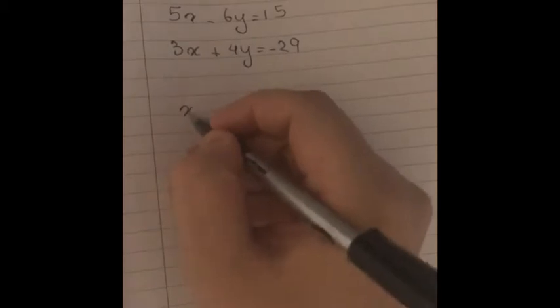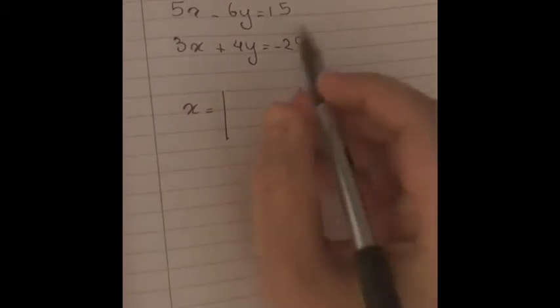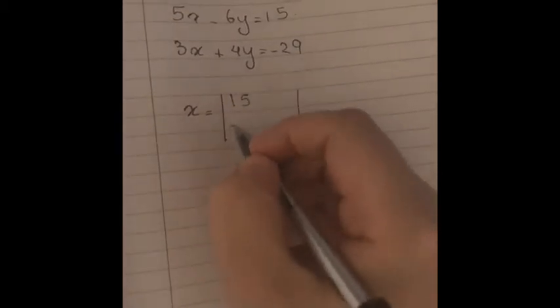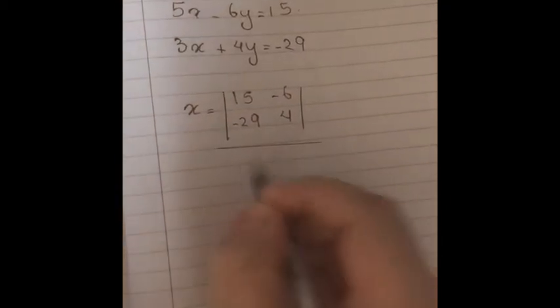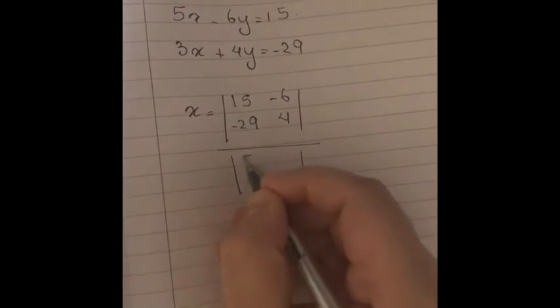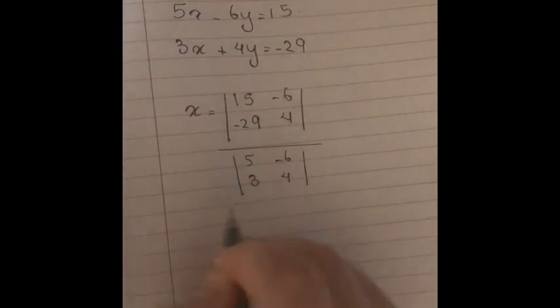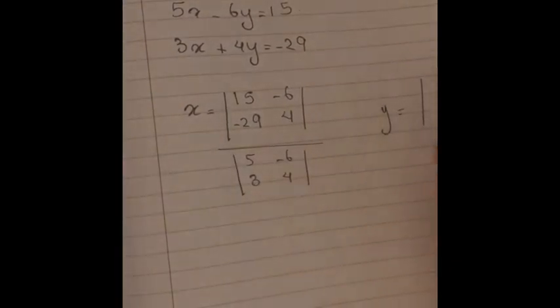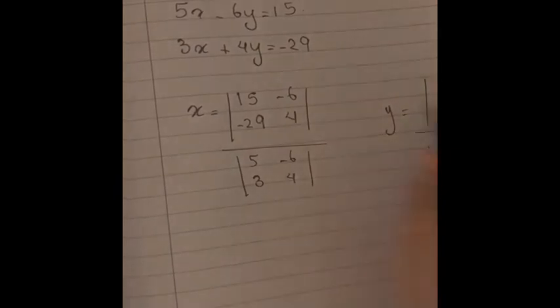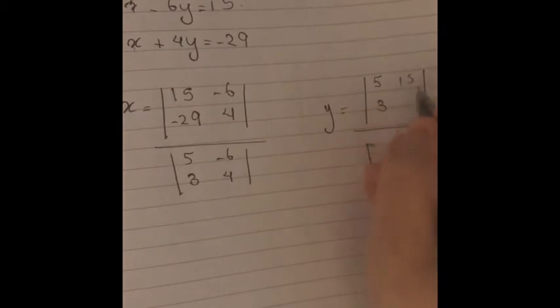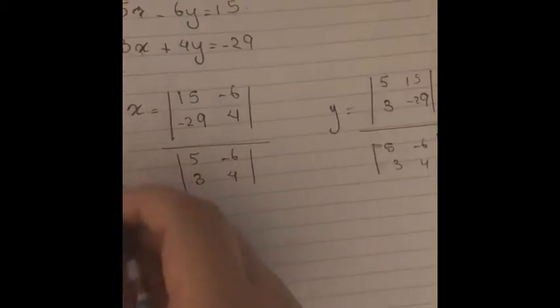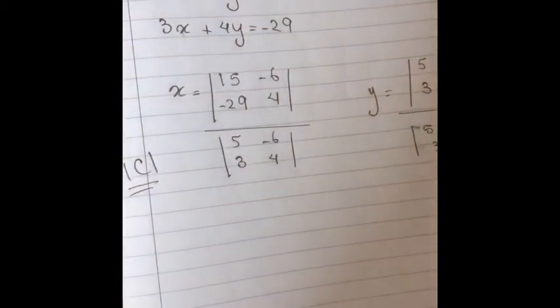If you want to find x, you will use the answers first, 15, negative 29, and then the y coefficients over here, over the coefficient matrix, which are 5, 3, negative 6, 4. If you want to find y, you will use the x's and then the answers. The x's are 5, 3, 15, negative 29. And then over here, the coefficient matrix. The coefficient matrix is written like this, okay?